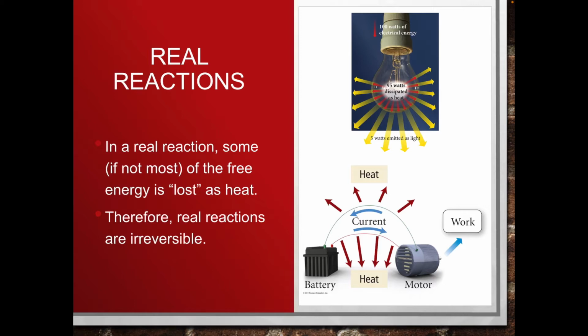So this is our light bulb example we talked about earlier. If we input 100 watts of electrical energy, we get about 5 watts out as light, and the rest of it is dissipating as heat. Same kind of thing here if we use our battery to make our motor go. Some of it will be lost as heat, so not all of it is available to do work. This is why real reactions are irreversible, because some of it's being lost as heat that we can't get back. It's just leaving.